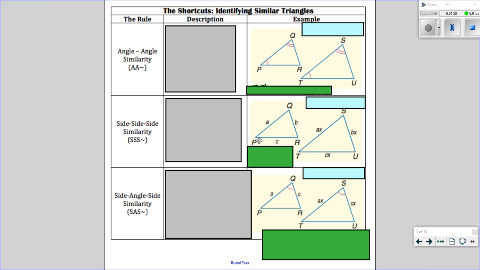All right, so there are rules, just like with congruency. With similar triangles, there are also rules to prove that the two triangles are similar. For the first one, we have the angle-angle similarity, AA, and that little squiggly line tells you that it's similar.